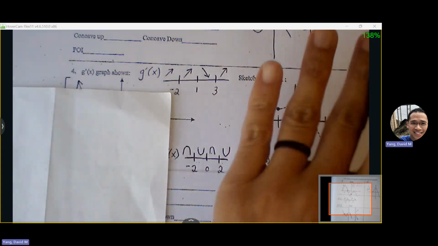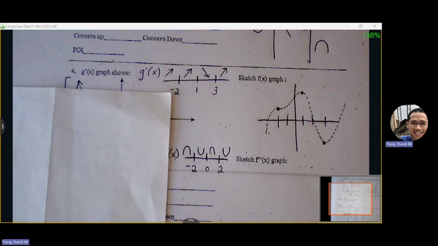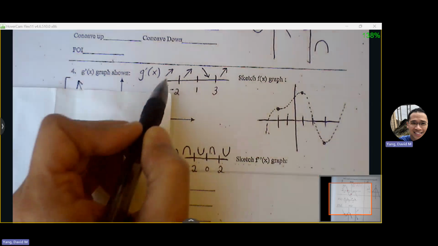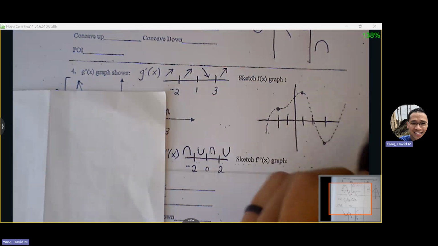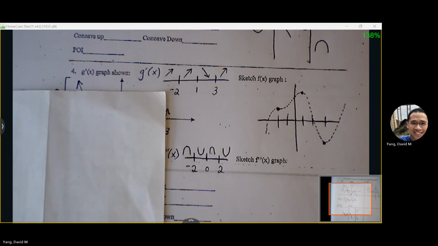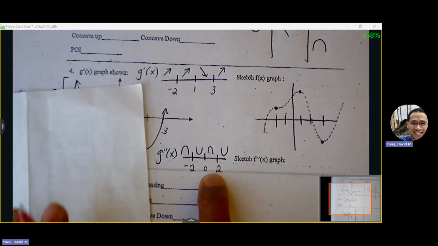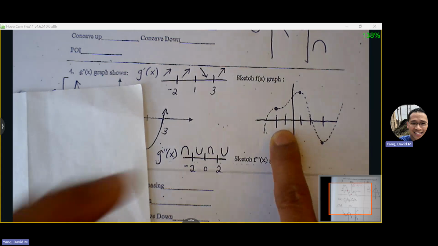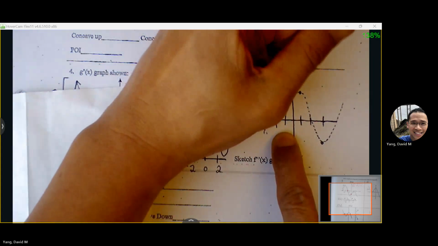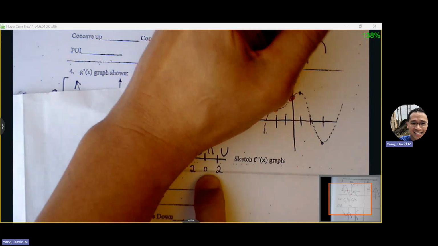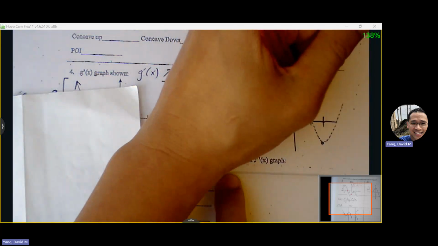If all your graph is above the x-axis, that's fine. If all your graph is below the x-axis, that's fine. But are your movements the same? That's what I care about. Okay, so points of inflection: -2, 0, and 2. Wherever your graph lands at -2, go ahead and highlight that point. Wherever your graph lands at 0, highlight that point. Wherever your graph lands at 2, highlight that point.